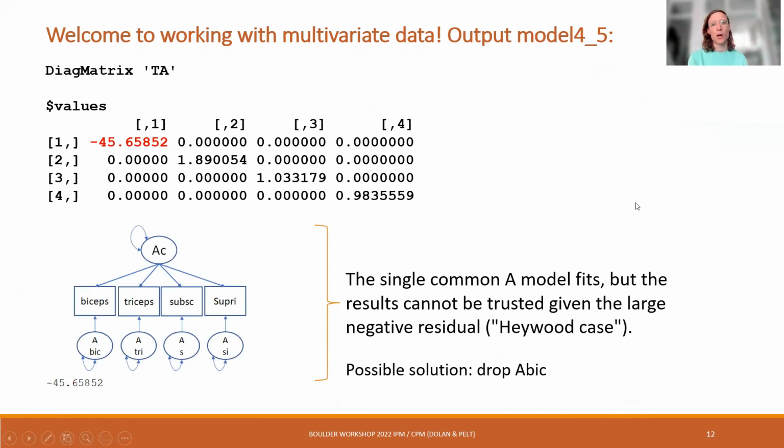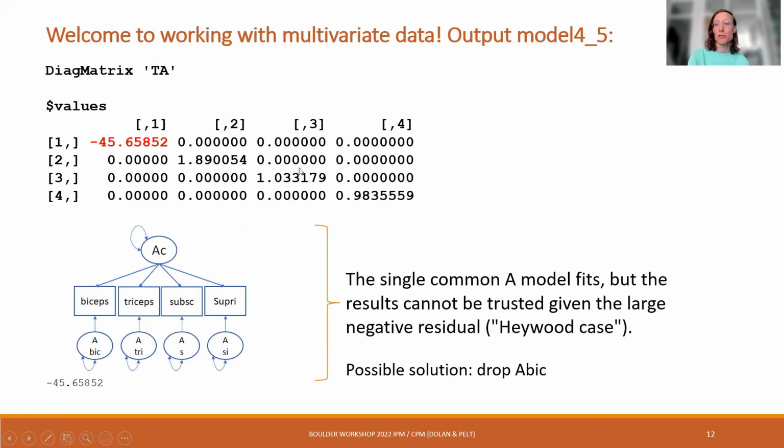But something weird is going on with the results of this model. If we look at the residual, or the phenotype-specific, unique additive genetic effects, we see a very large negative value for the unique additive genetic effect on biceps. And this is weird, right? Because we're talking about variances. Variances can never be negative.